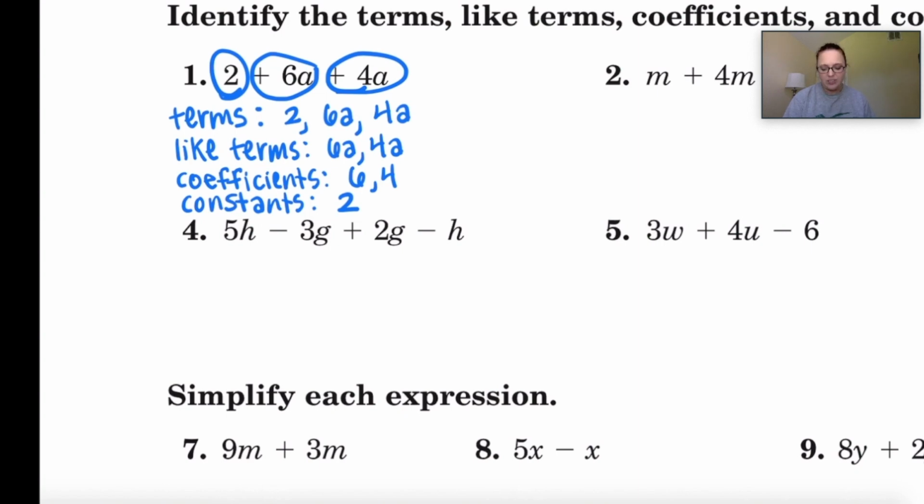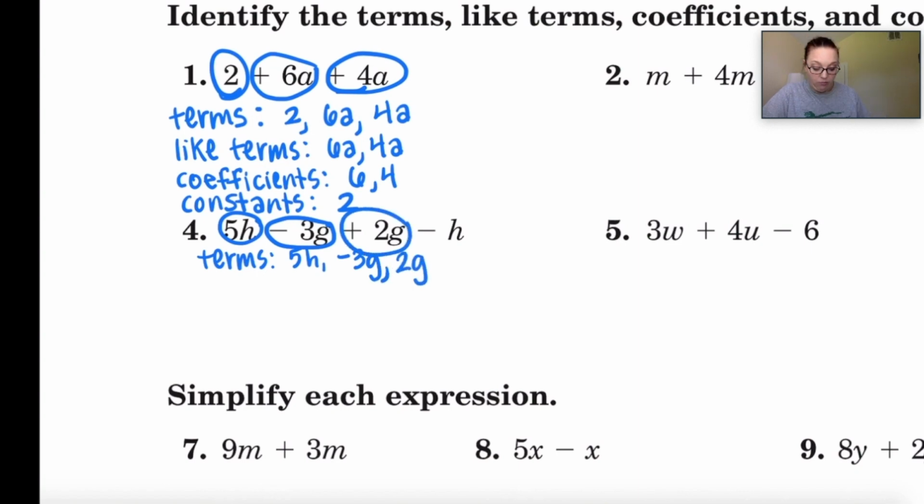All right, let's look at number 4. First we're going to identify the terms. In this case, I see that 5h is a term, that minus 3g, so when I write that term down, I'm going to write it as negative 3g. 2g is positive, or has a plus sign in front of it, so just positive 2g. And then the last one I have is negative h, and I'm going to write that as negative 1h because it means the same thing.